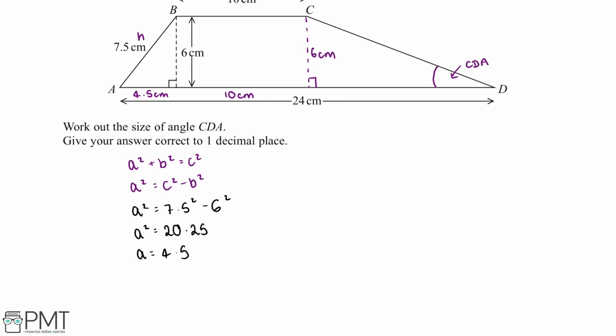So on the diagram we've also been told that the full length of the trapezium is 24 centimetres. So what this means is the base of this right angled triangle on the right hand side of the trapezium will be equal to 24 minus 10 minus 4.5, which is the lengths we worked out for the base of the rectangle and the base of this right angled triangle on the left. And this gives us an answer of 9.5 centimetres. So we can fill this in on our diagram.